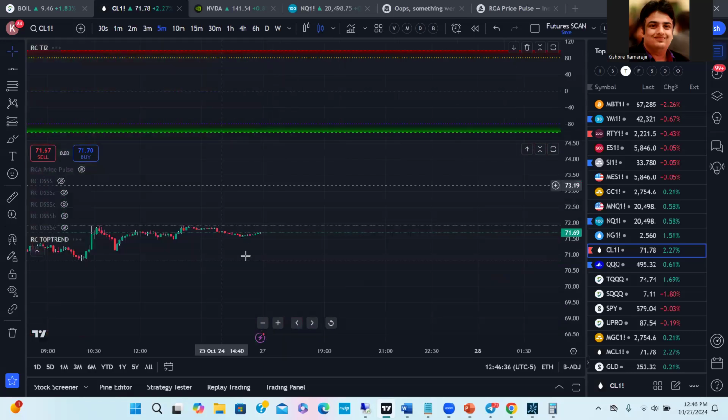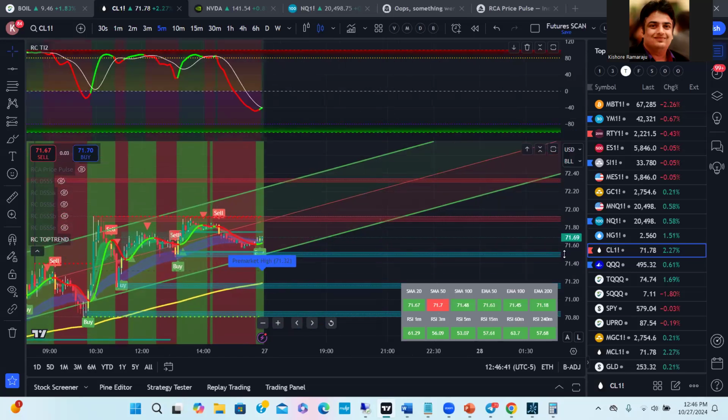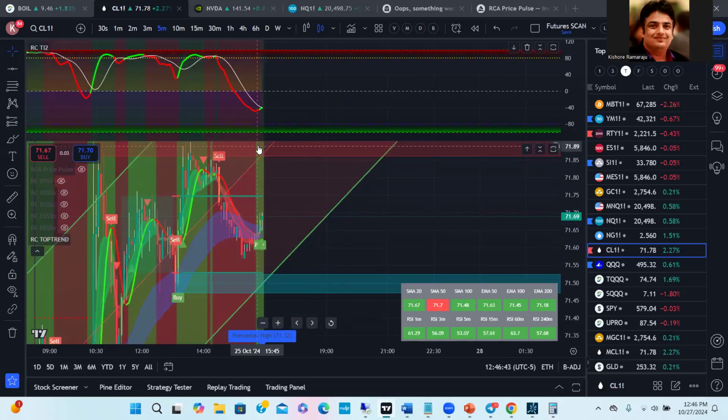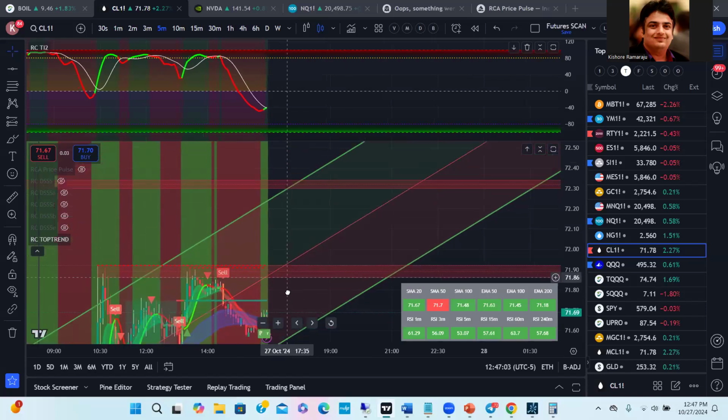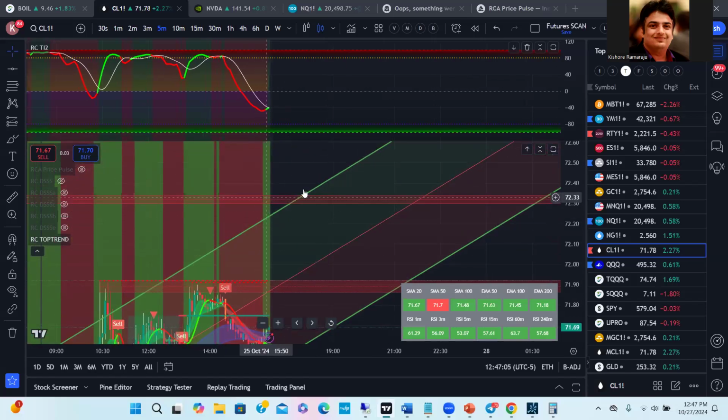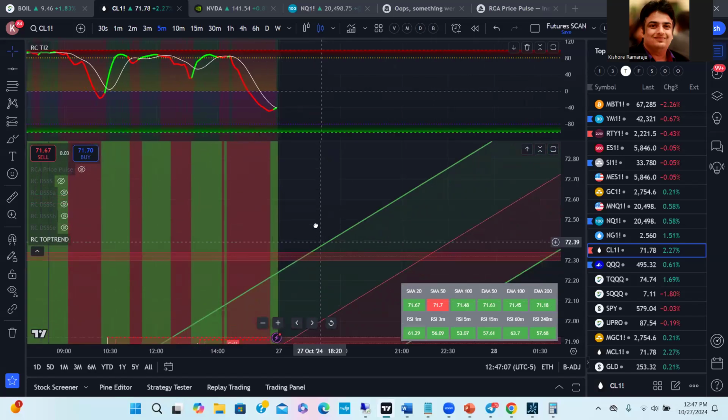Now I'll go to 5 minutes. Whenever I see a buy signal, I'll take the trades. I got a buy. Background is green. Table is green. Your SMAs are green. Your RSI is green. Your EMAs are green. Your line is becoming green. So now you will make $1,000 with one contract from here to here. And if that breaks that line, then it may go all the way to 72.30. If that also breaks that line, it may go further.